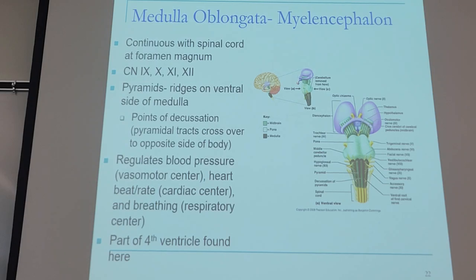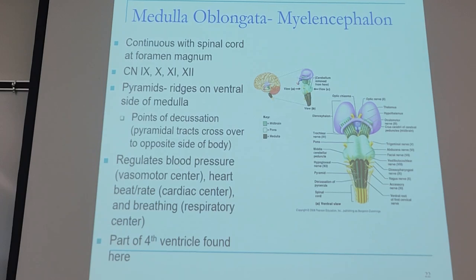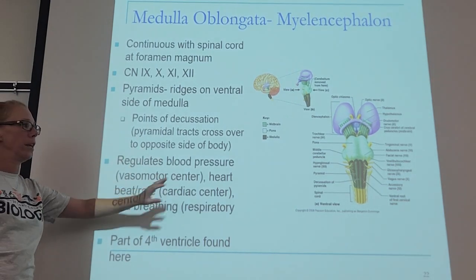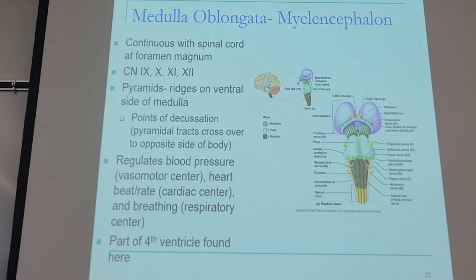Blood pressure, heart rate, and respiratory rate. Pons has some respiratory properties, but the medulla controls the rate. So if you have a brain injury in the medulla oblongata, survival is not likely because it's just too important. It helps regulate blood pressure, heart rate, and respiratory rate.